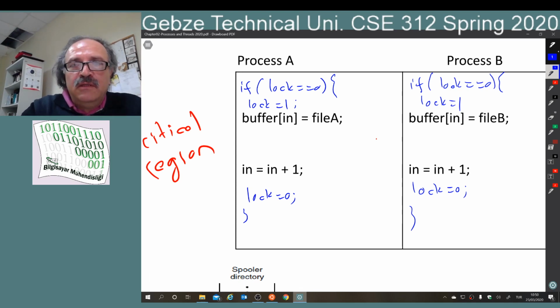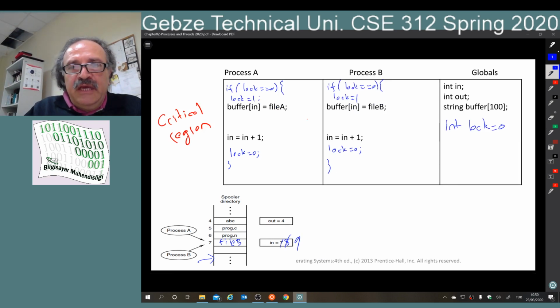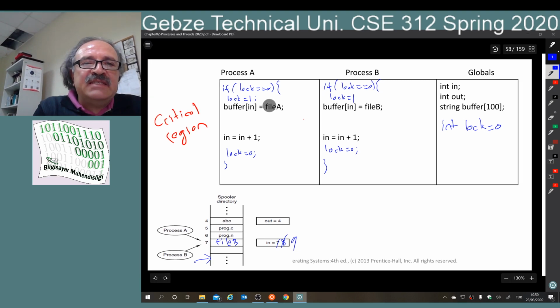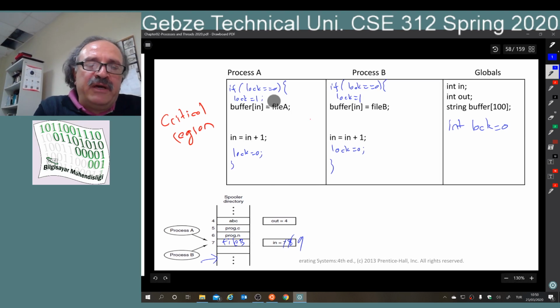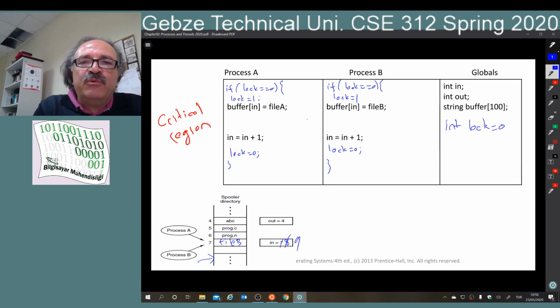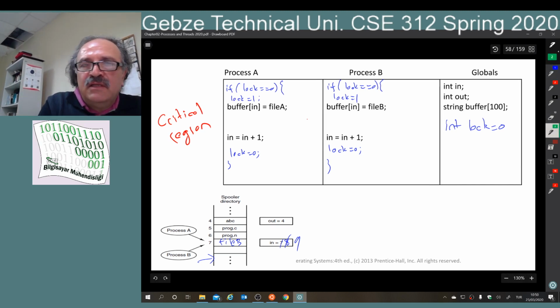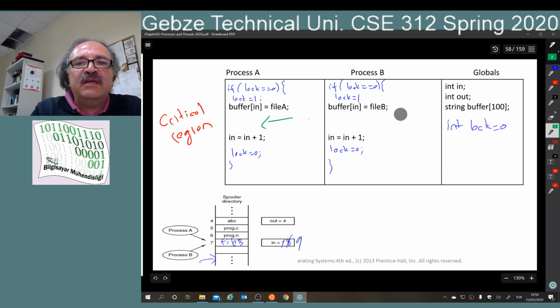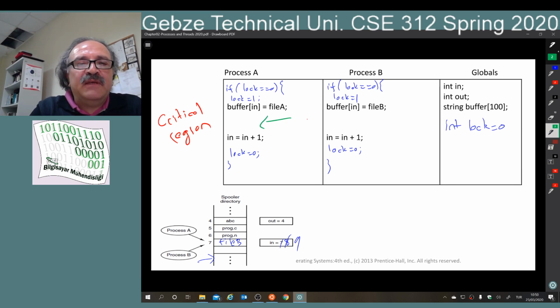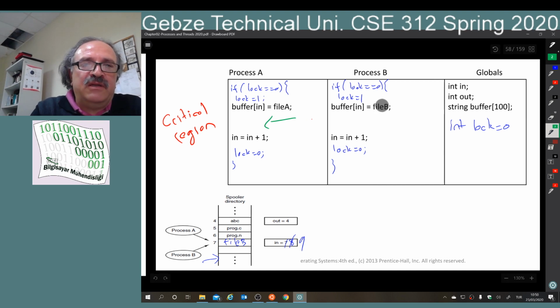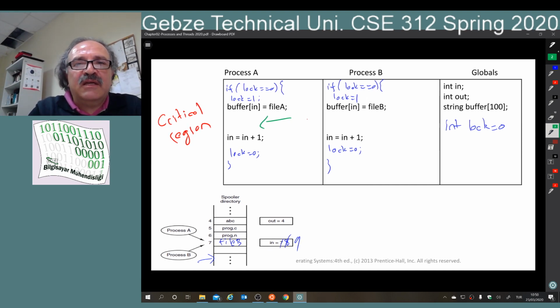So this kind of achieved what I wanted to do. Why? Because if process A is inside this region, since it made lock 1 immediately after it entered, process B cannot enter it. Even if I have an interrupt while I am executing this, let's say an interrupt happened here and process B started running, process B cannot go into this region. Why? Because lock is 1 now. Lock is not 0.